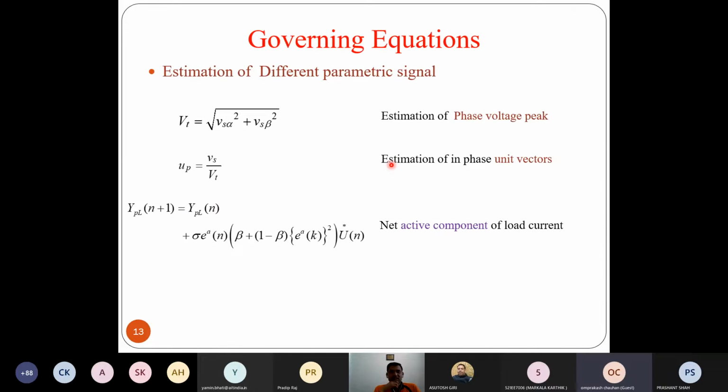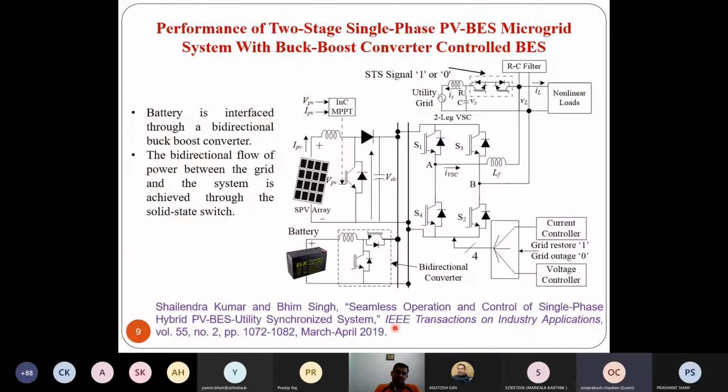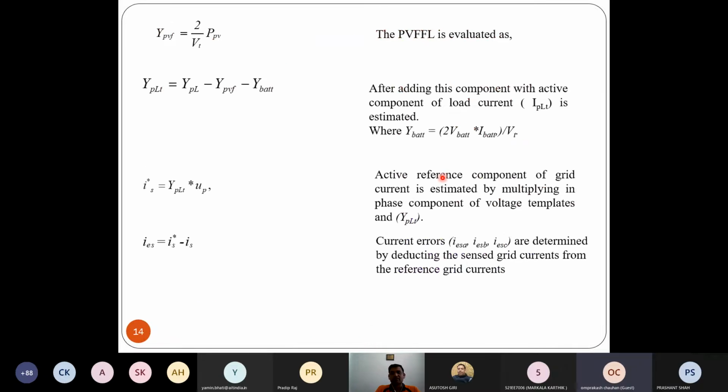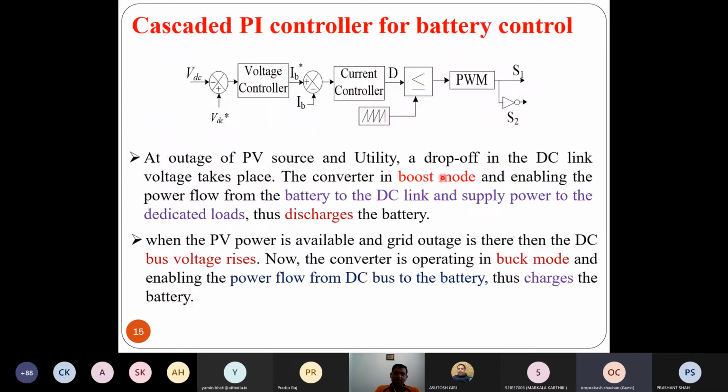Now the question is how you will control this DC bus, this bidirectional converter, because both operations, charging and discharging, we have to take care of through the battery. So what we will do, one time it will operate as a buck converter and another time it will operate as a boost converter. So a cascaded PI controller we have to use for this purpose. Cascaded PI controller means the outer PI controller, the voltage controller, is nothing but a PI controller. So the outer PI controller will take care of this DC bus.